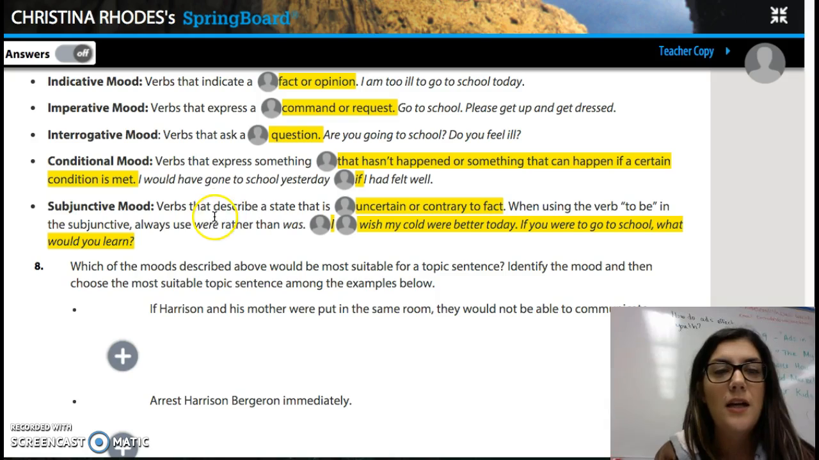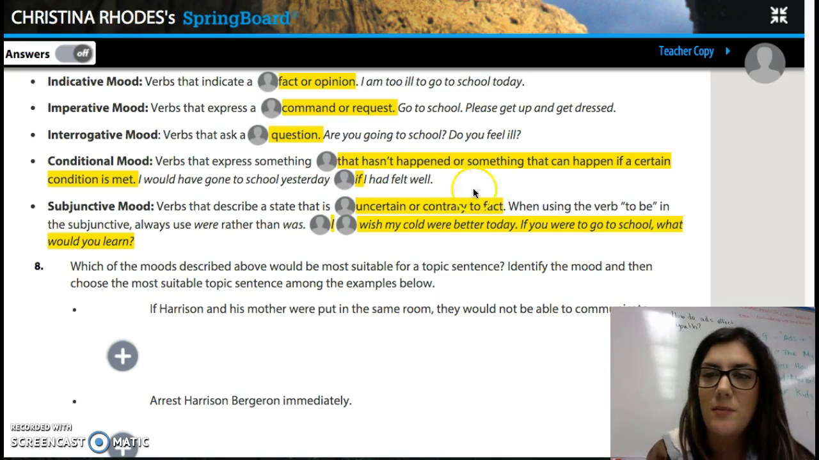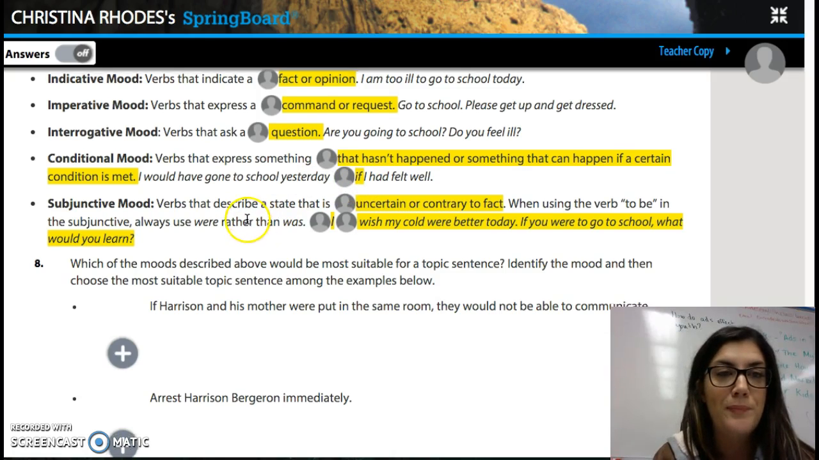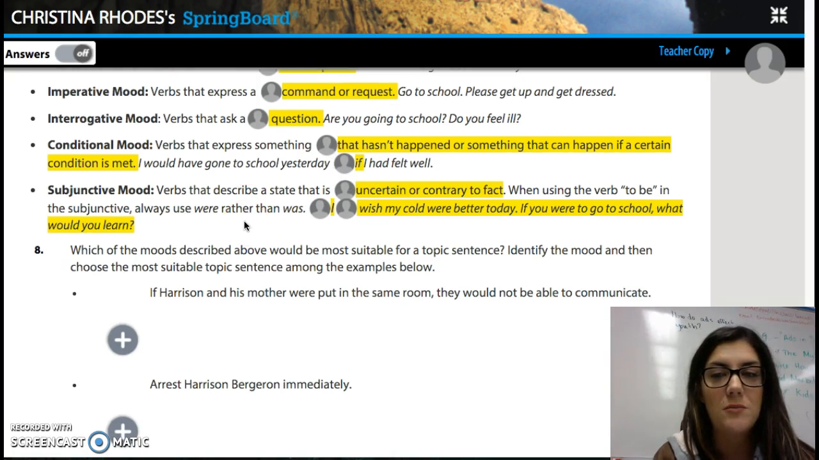Number 4, conditional mood. Verbs that express something that hasn't happened or something that can happen if a certain condition is met. Please underline that hasn't happened or something that can happen if a certain condition is met. For example, I would have gone to school yesterday if I had felt well. The conditional part is the if. If I had felt well, I would have gone to school yesterday. Please read conditional mood to your shoulder partner.